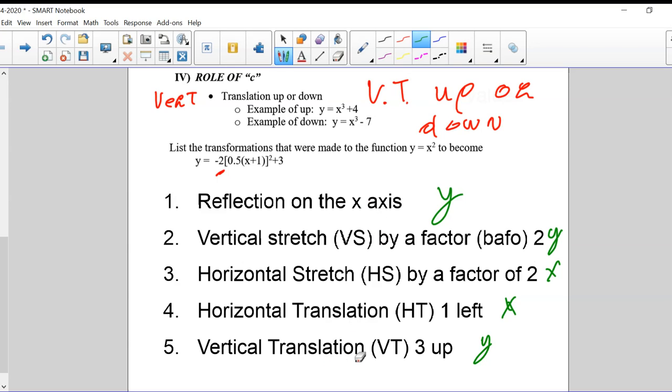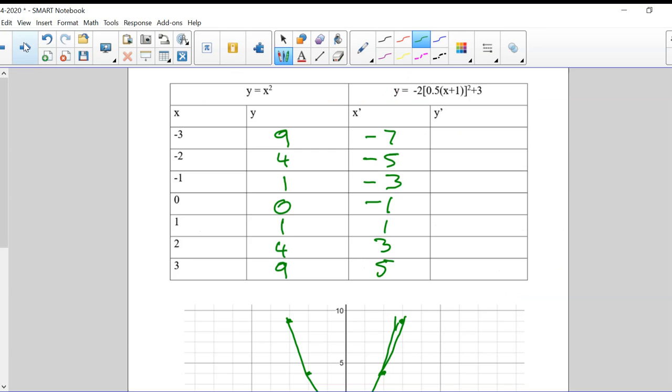Then according to this, it says vertical translation of 3. Then I'm going to add 3. So not by 2, by minus 2, sorry. Multiply each y value by minus 2. Then I'm going to add 3. Okay, so let's go back to the table. So the first y value was 9. 9 times minus 2 is minus 18. Minus 18 plus 3 is minus 15.